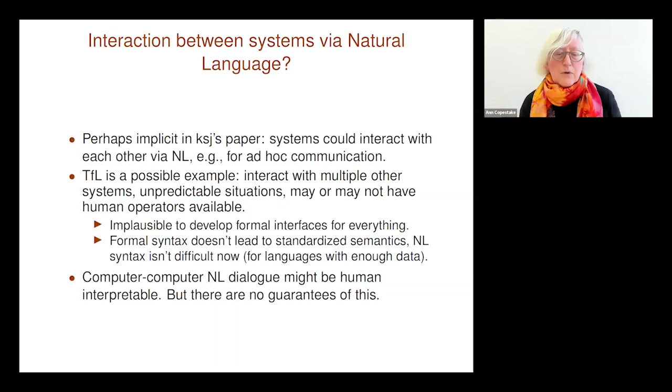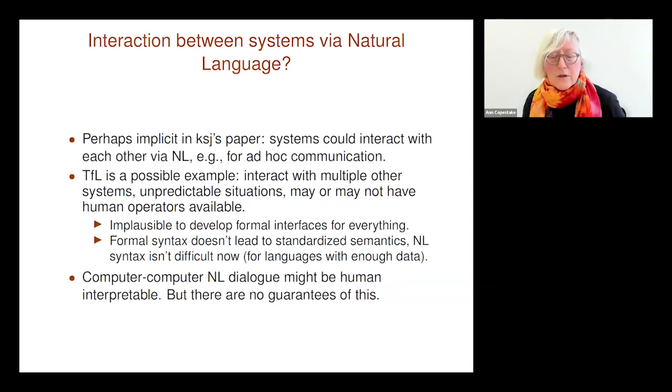And again, yes, it's implausible to develop formal interfaces for everything. And even if you do, even with the semantic web technology, it turned out that even though they sort of agreed on the syntax, in many cases using the semantic web for scientific knowledge, there was a lack of full understanding of the actual semantics of the information. So this seems to me a very interesting line of thought.